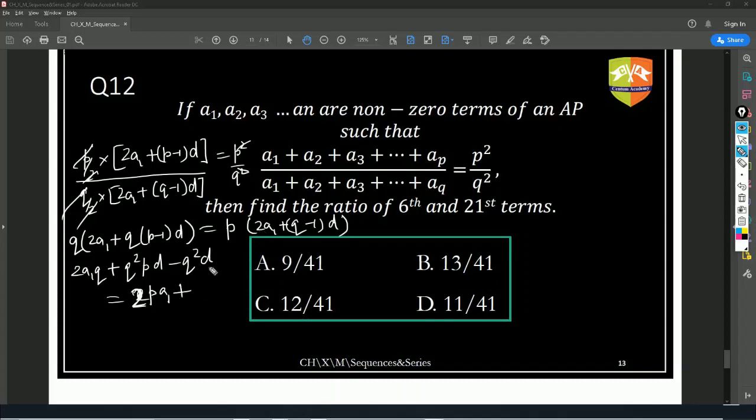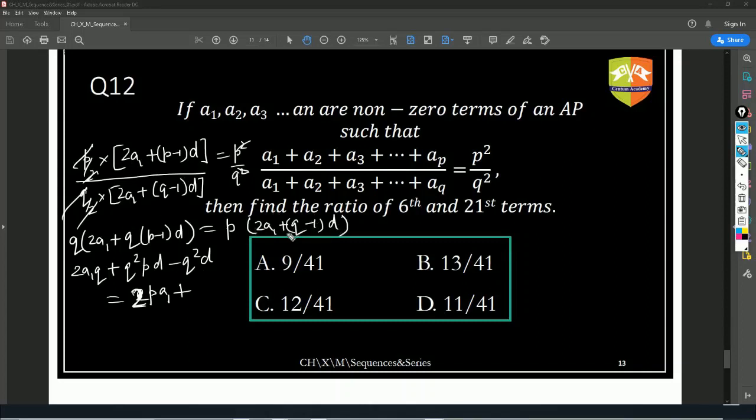2 p a 1 plus p, I'm missing something out here. What is missing here? 2p times, I made a mistake, wait a minute. 2a q, qp minus 1. And yeah, no mistake, correct.